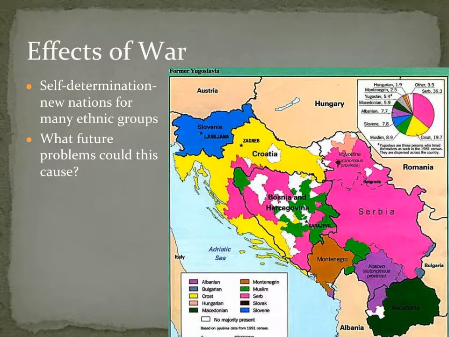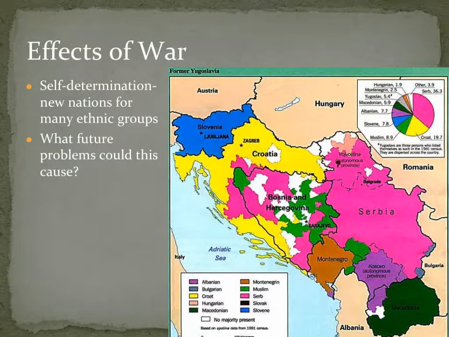And here's an example of that. So this is an ethnic map of Yugoslavia. And you can see that there's many different ethnic groups within Yugoslavia. So even though it achieved the goal of a Slavic state, you still have these different groups who are going to be vying for who's the most powerful and who's really in charge.